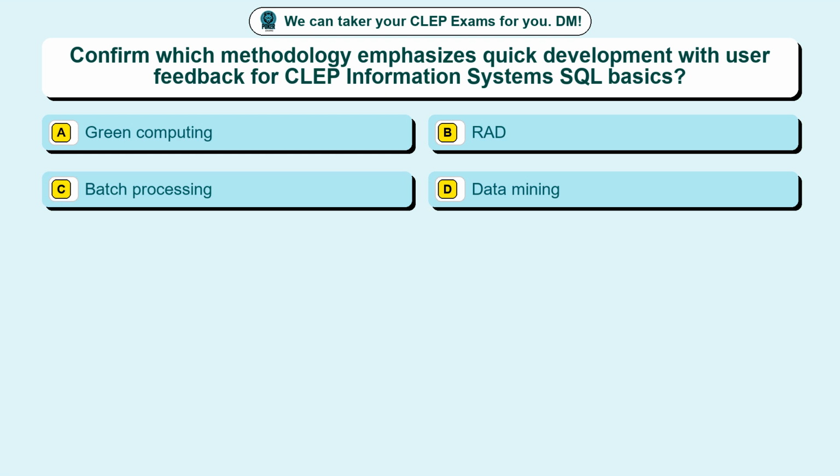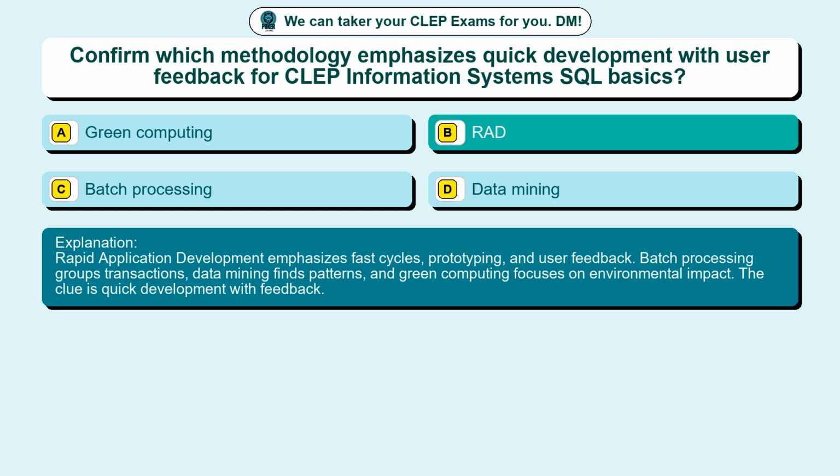Question 69. Confirm which methodology emphasizes quick development with user feedback for CLEP Information Systems SQL Basics. Option A, green computing. Option B, RAD. Option C, batch processing. Option D, data mining. The correct answer is option B, RAD.